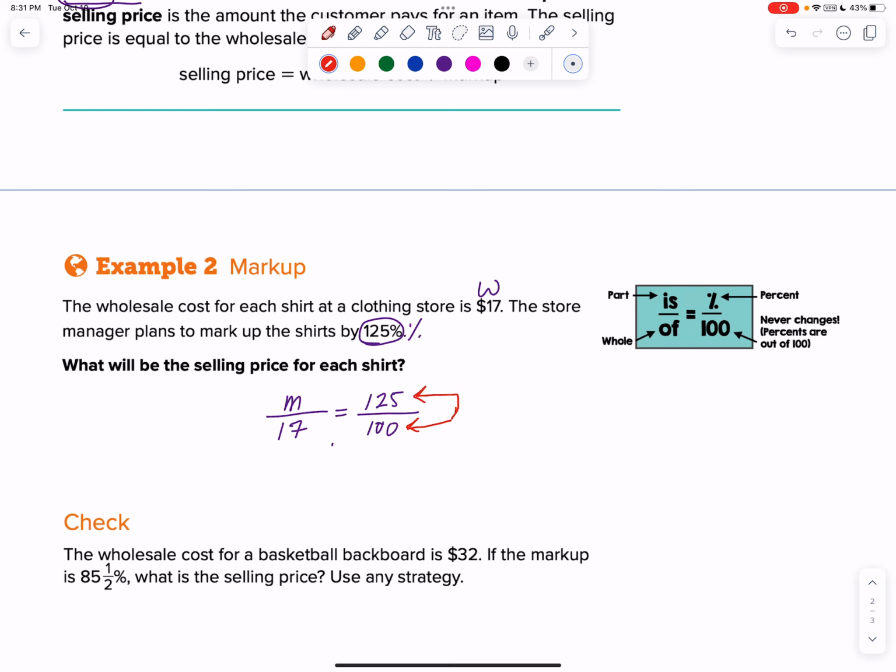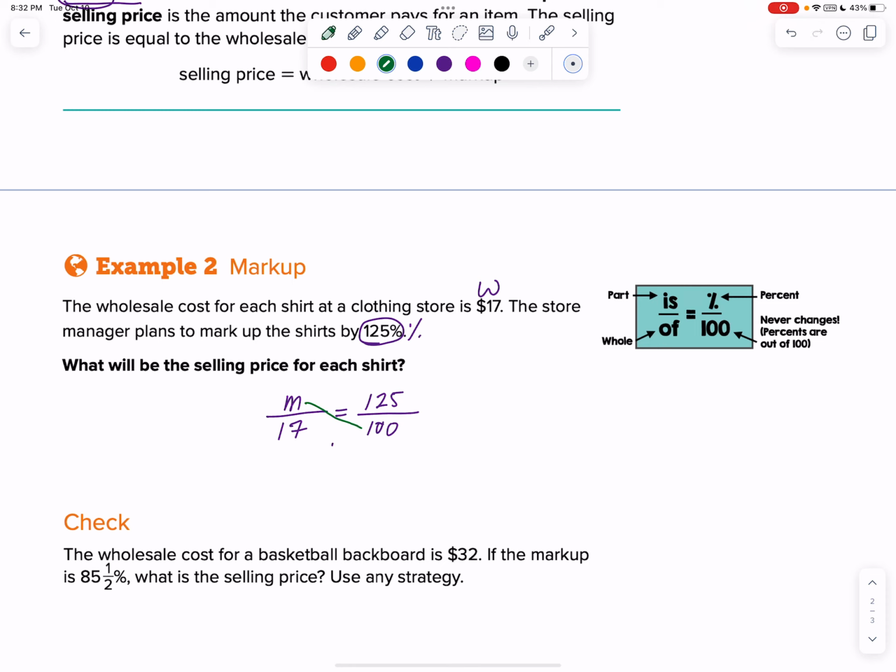All right. So basically what we're saying is if 100 is the total, okay, and we want to change it to 125%, we're asking what is that markup. We know it's going to be making this 17 turn into a higher number since we have an equivalent ratio. Let's go ahead and test this out, though, and walk through the process so you can see how it works.